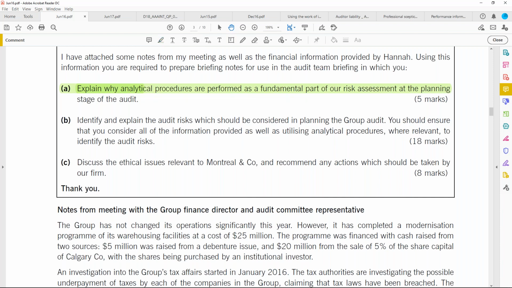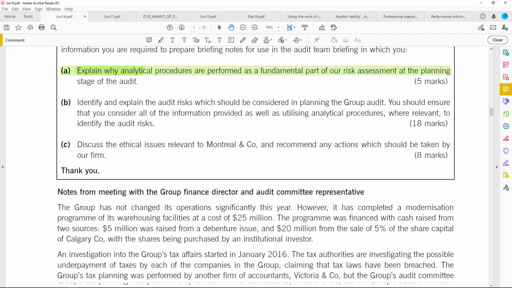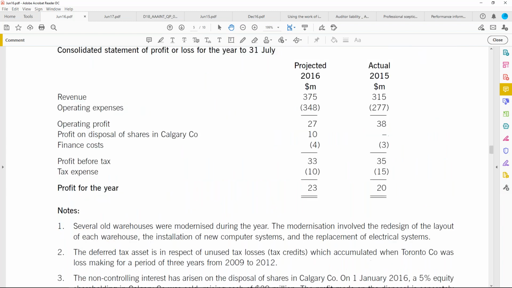That means the examiner is asking what is the importance of analytical procedure at the planning stage, for 5 marks. Is that knowledge? See, random. Now you should know why analytical procedures are performed as a fundamental part of risk assessment procedure at the planning stage. 5 marks. You scroll down, you come to question number two.